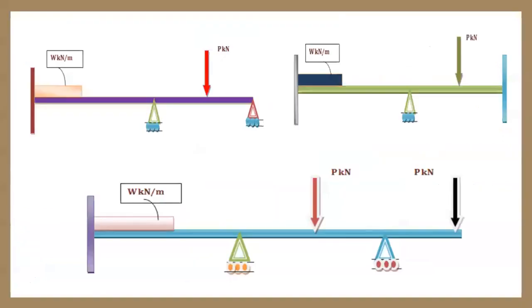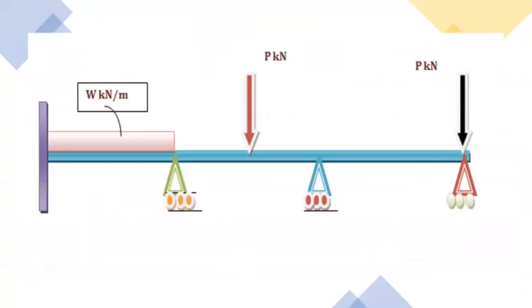The first one is a two span continuous beam with one end fixed, one end simply supported. The second one is a two span continuous beam, both ends fixed. The third diagram is a two span continuous beam having an overhang, with one end fixed. This is a three span continuous beam, one end fixed, one end simply supported. So these are the different types of supports.